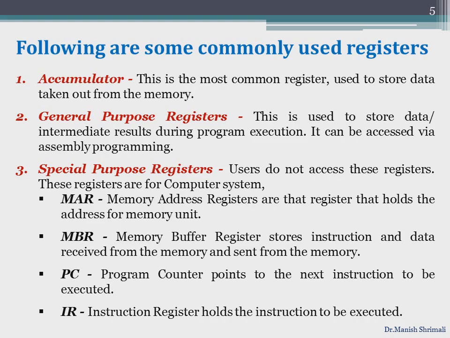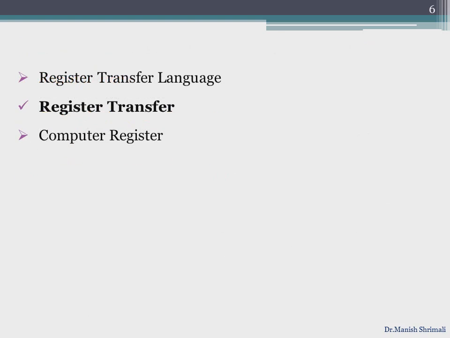The memory address register holds the address for the memory unit. The memory buffer register stores instructions and data received from the memory and sent to the memory. The program counter points to the next instruction to be executed, and the instruction register holds the instruction to be executed.